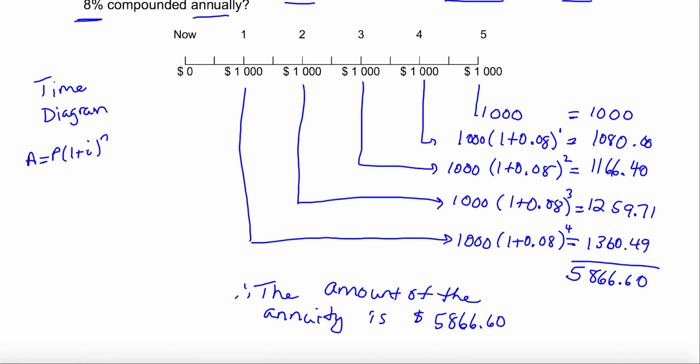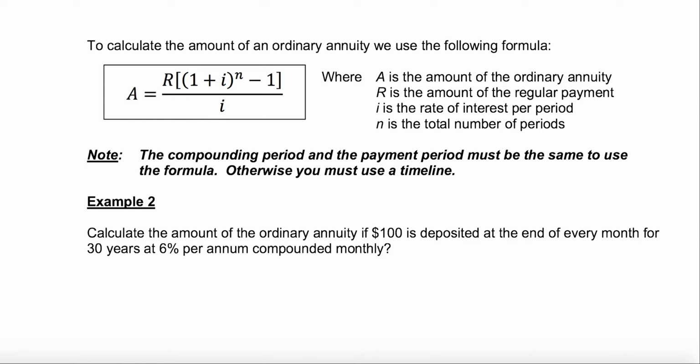formula to learn. So here is our ordinary annuity formula. We have a new variable here. Otherwise, a lot of things stay the same. We still have an I for the interest rate and an N for the number of compounding periods. But now we have an R, and the R is the amount of the regular payment. So when I see an R, I think of that as a payment. So if the payments were $100 a month, the R would be 100.